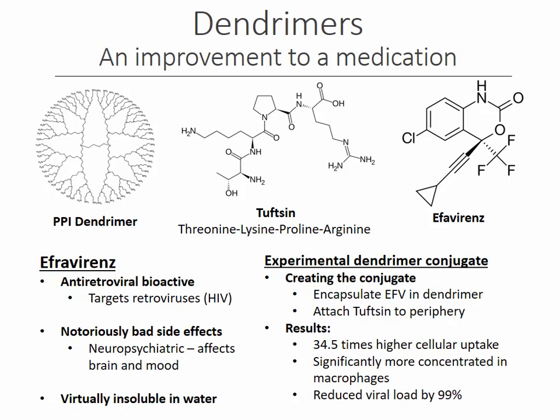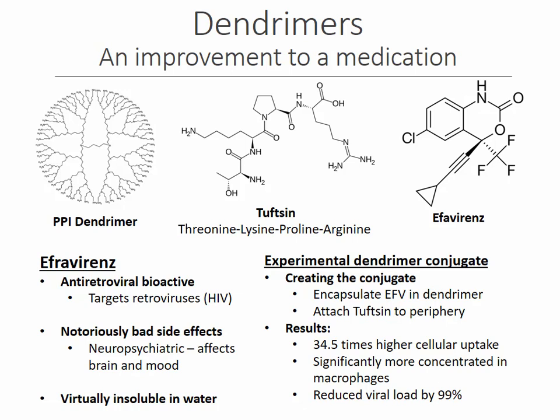So the tuftsin attracts macrophages to it. They bind to the tuftsin. They start encapsulating the efavirenz into the molecule, similar to a Trojan horse, I like to think. And after it's inside the molecule, the drug is able to do its job, reduce the viral load by 99%, significantly more concentrated in the macrophages than in other regions in the body, particularly the brain. So you don't have those nasty neuropsychiatric side effects anywhere near as much. So that made life better for quite a few people.